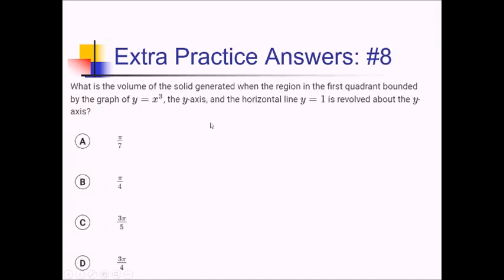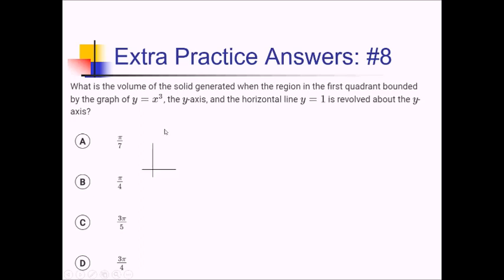For this one, I want to know what the volume is of the solid generated when the region in the first quadrant bounded by y equals x cubed, the y-axis, and the horizontal line y equals 1 is revolved around the y-axis. Let me draw this out so I have some kind of idea what's going on.